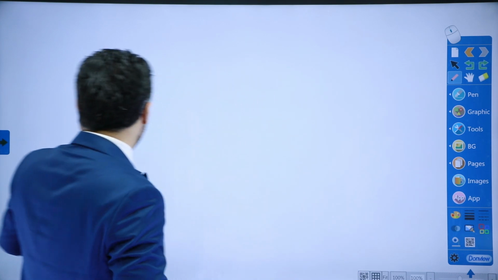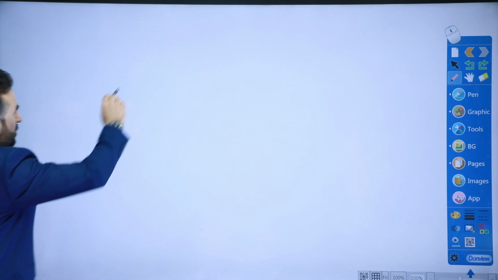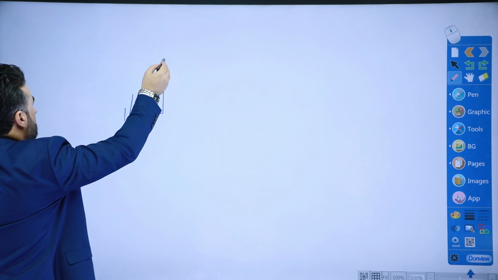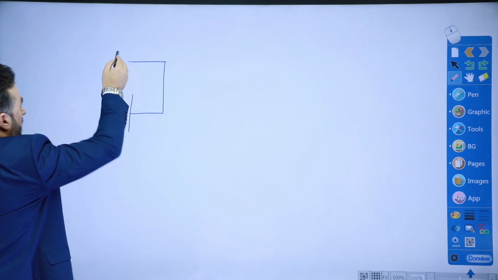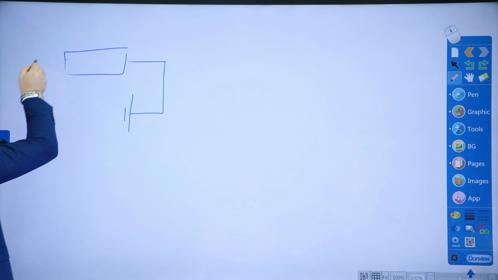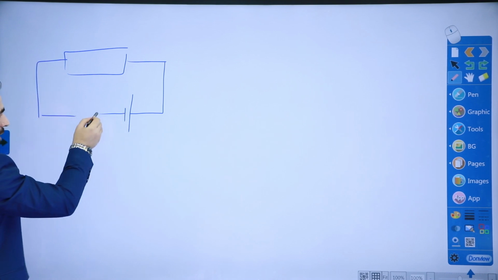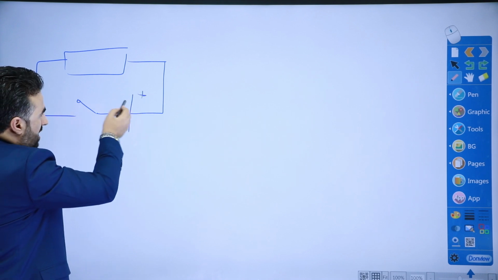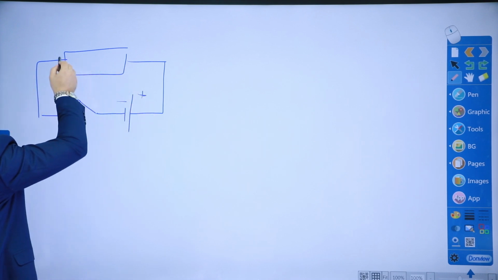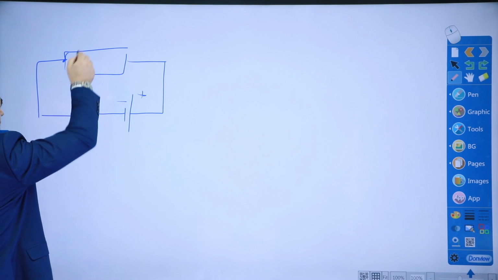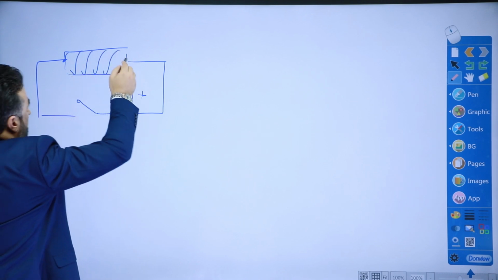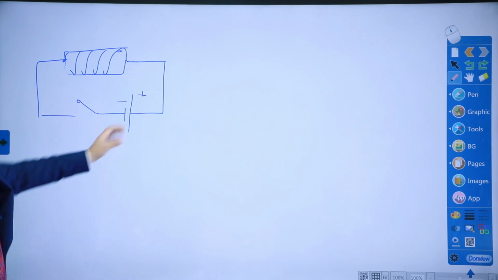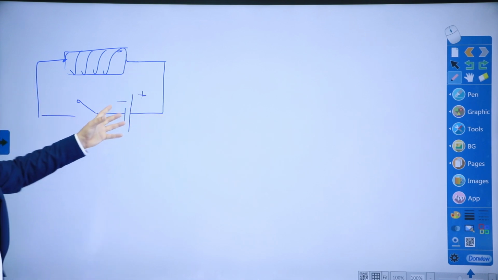So let me tell you what exactly happens. Imagine we have a battery, and then a coil, or it could be a solenoid, and for now a switch. Remember, this is positive, this is negative. Let's draw a coil here as well. So this is what we have, and then it goes all the way there.